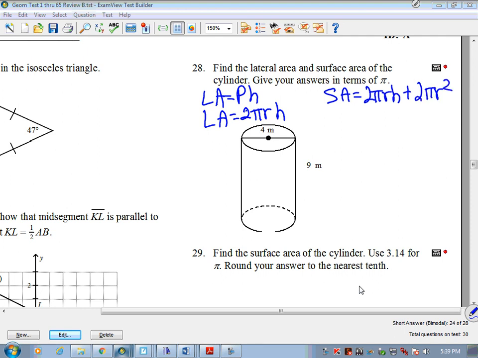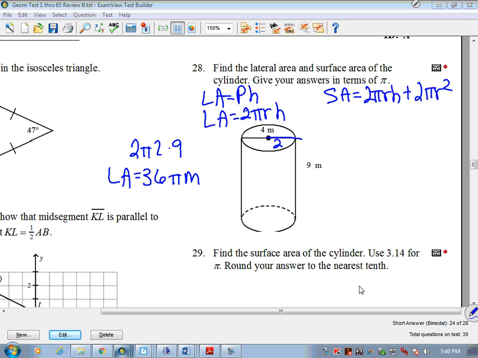Now because they're showing that line all the way across, I want to make sure I'm using radius, so my radius here is 2. We're answering our stuff in terms of pi, so lateral area is 2 times pi times 2 times 9. So that's 18 times 2, so I got 36 pi meters for my lateral area.